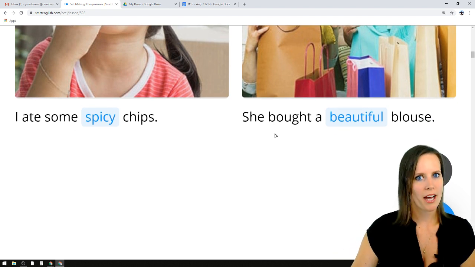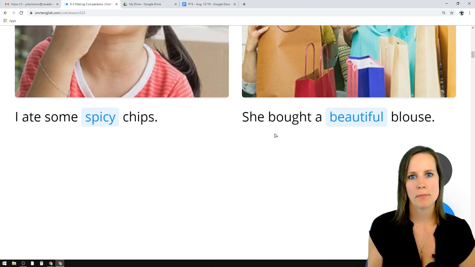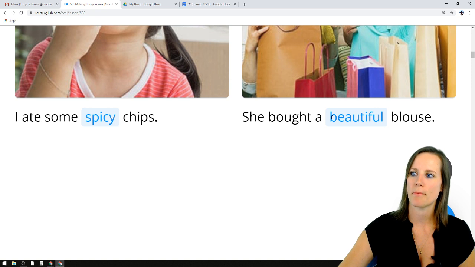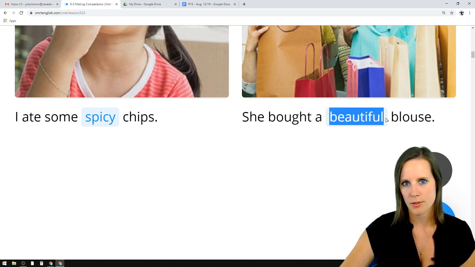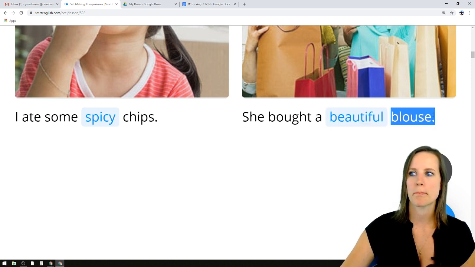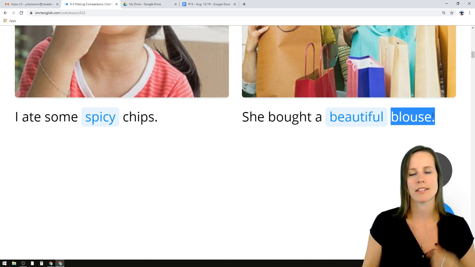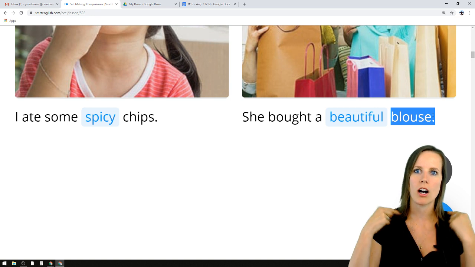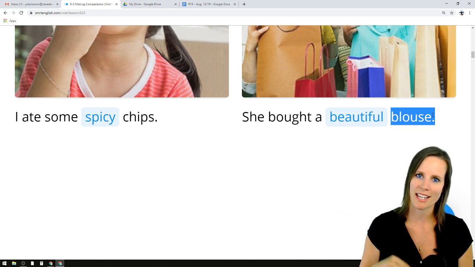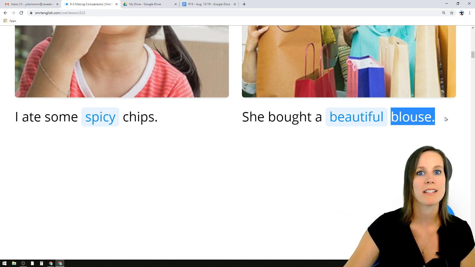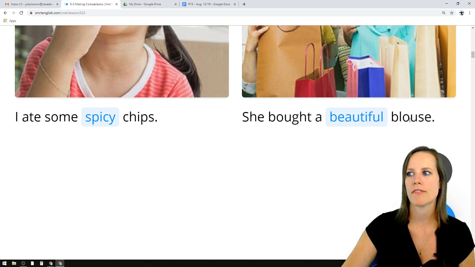She bought a blouse, I could say, or I could be more descriptive and say she bought a beautiful blouse. Okay, if you're not sure what blouse is, it is a shirt that has buttons, okay? And usually a collar, but just important that it is button up, a woman's blouse, okay? If you're talking about a man, usually we say dress shirt, okay?